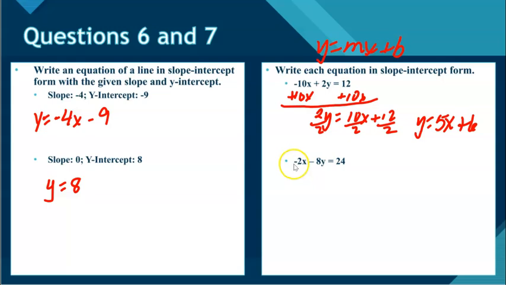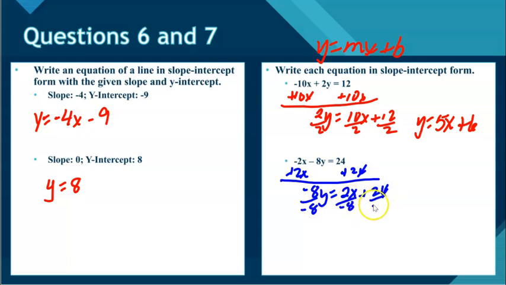And our last one, I'm going to add 2x to both sides. I have negative 8y equaling 2x plus 24. Divide everything by negative 8. Make sure you're dividing both numbers by negative 8. And I'm left with y equals a negative 1/4, because that's the reduced fraction of negative 2/8. And then I have a minus 3.